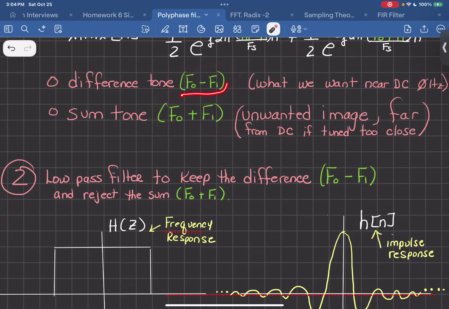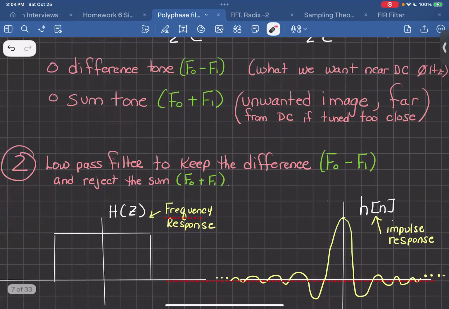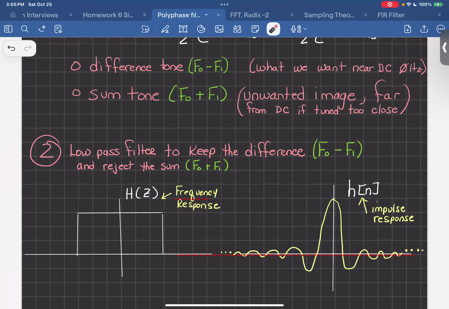When we get the difference, we want the difference because the difference goes down to 0 hertz. And if our magical frequency here is F1, we move everything to 0 hertz. That's a real comfortable space for us to do further processing on. Our sum tone, we don't get what we want without getting something we don't want. I think I might have stepped on a spiritual wisdom there. So we get a sum tone, but we don't want it. It's unwanted. It's far from DC.